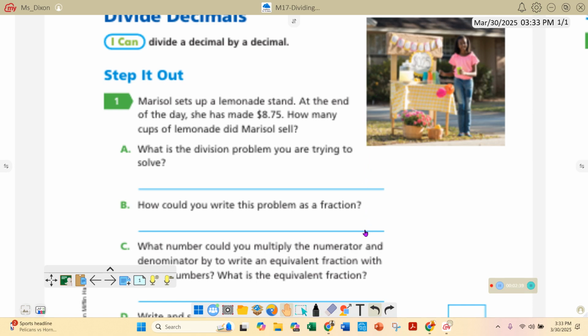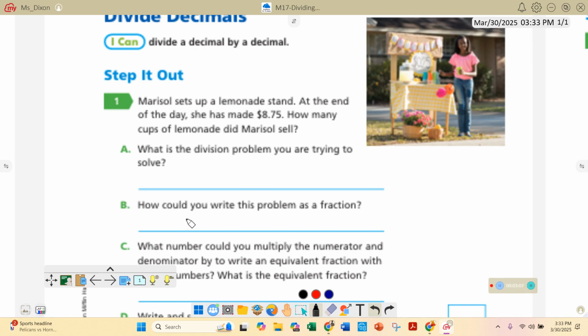Don't forget your dividend is going to be what she ends up with, her total, what she has. She has $8.75. The divisor is going to be how she splits up that total, that $8.75. She splits it up in groups of 25 cents. And that will tell us how many cups she sold.